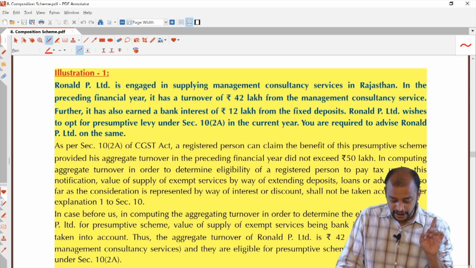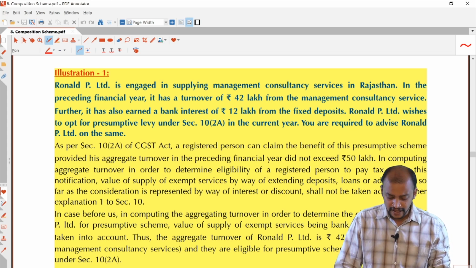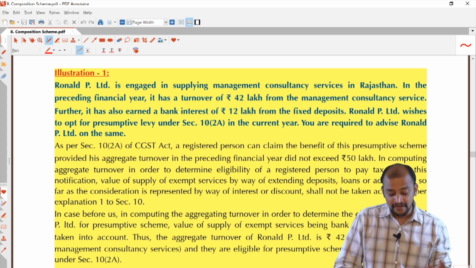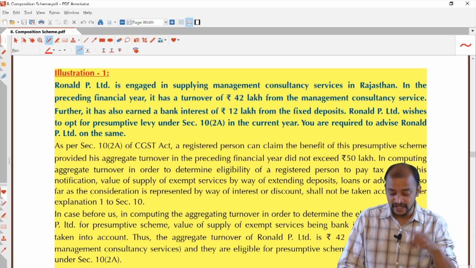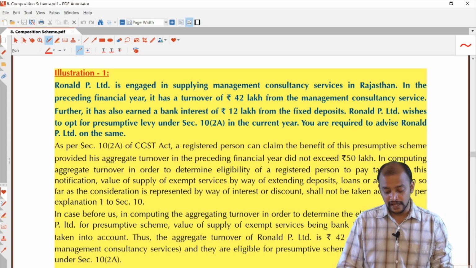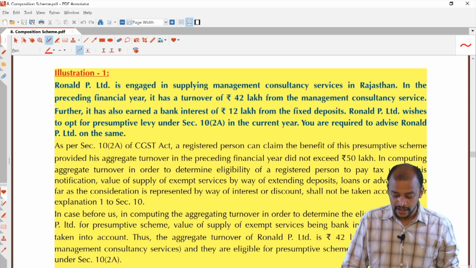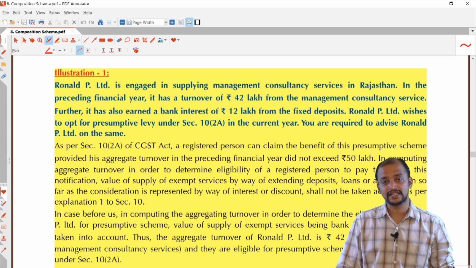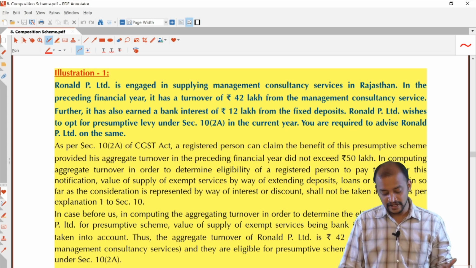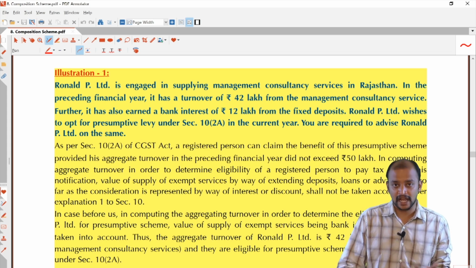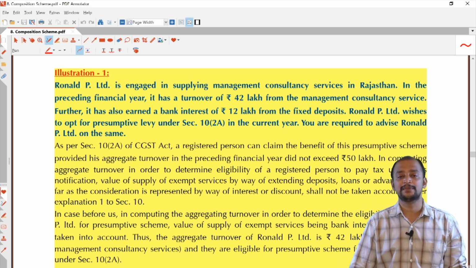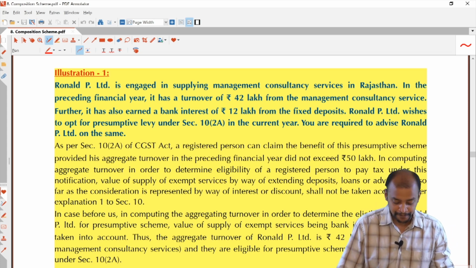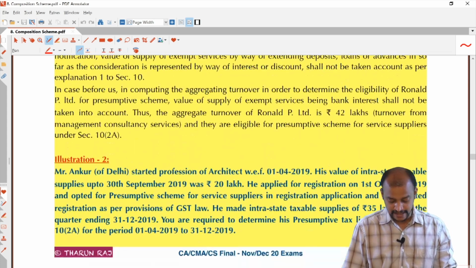Therefore, 42 lakhs from management consultancy service. Further, it has also earned bank interest, means in that 42, the 12 is not there. So 12 we will not count. Therefore, it is only 42 lakhs and it does not exceed 50 lakhs. So they can go for the presumptive taxation, that is in the sense like composition scheme under section 10 subsection 2(a). So that you need to write as the answer.